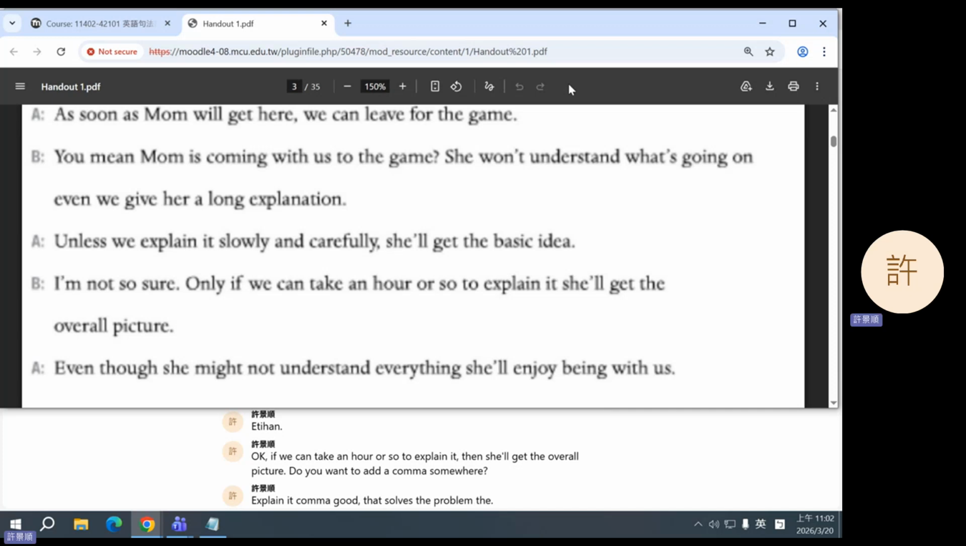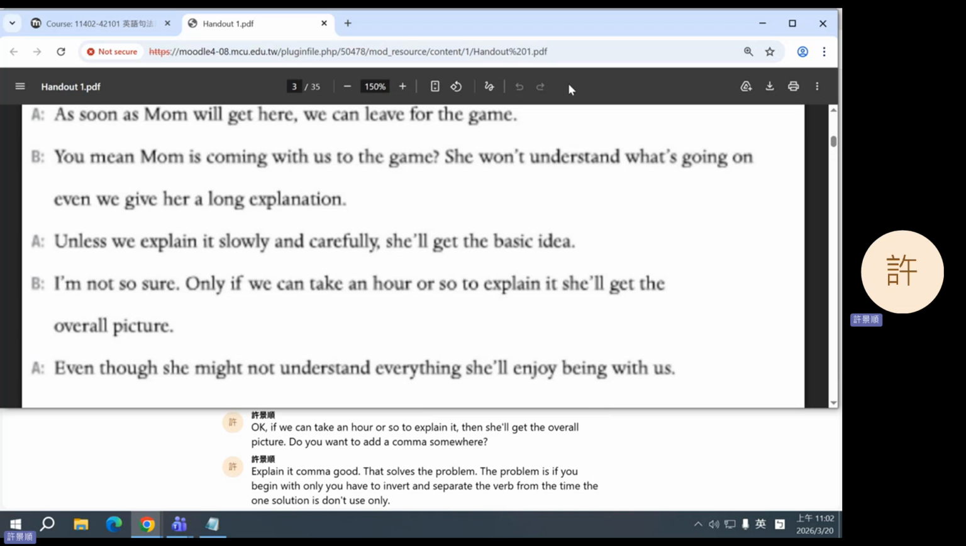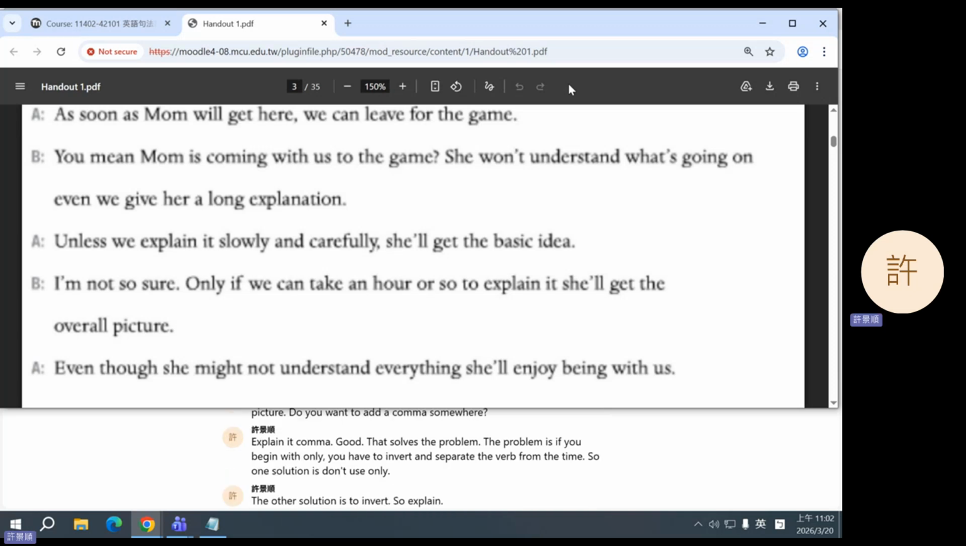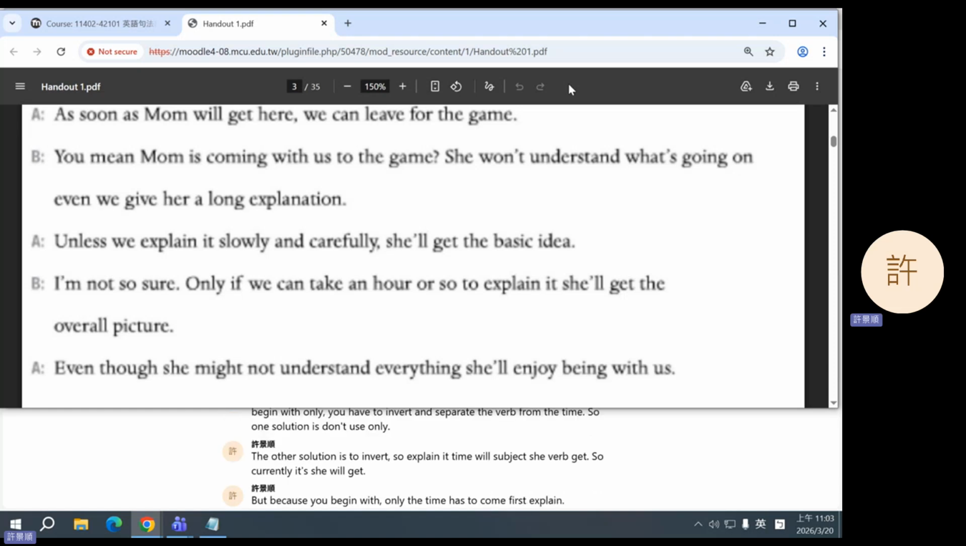The problem is if you begin with only, you have to invert and separate the verb from the time. So one solution is don't use only. The other solution is to invert. So explain it, time, will, subject she, verb get. So currently it's she will get, but because you begin with only, the time has to come first. Explain it, will she get?